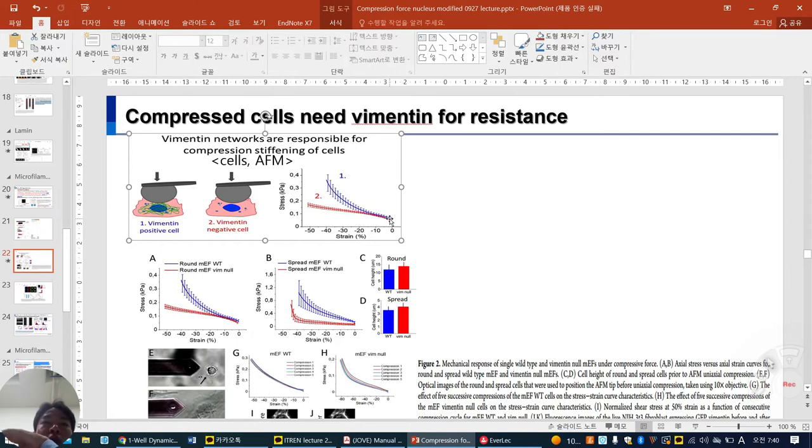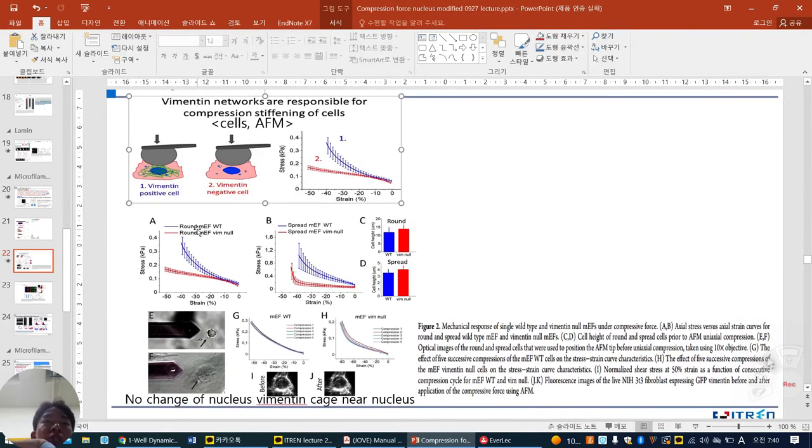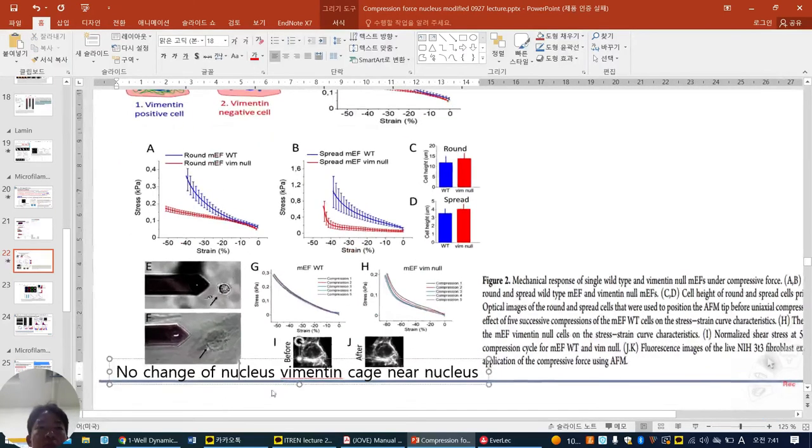Depending on how much they compressed the strain, normal cells resist. But vimentin negative cells are not resisting that much. Okay? Even when using a round AFM tip or a spread AFM tip, similarly. Okay? So this is how they approach it. AFM, touch, release. Okay?